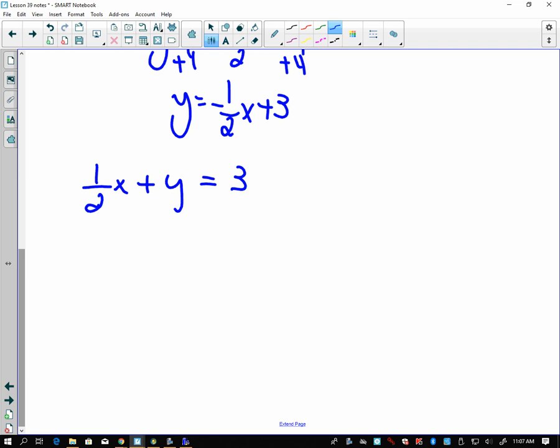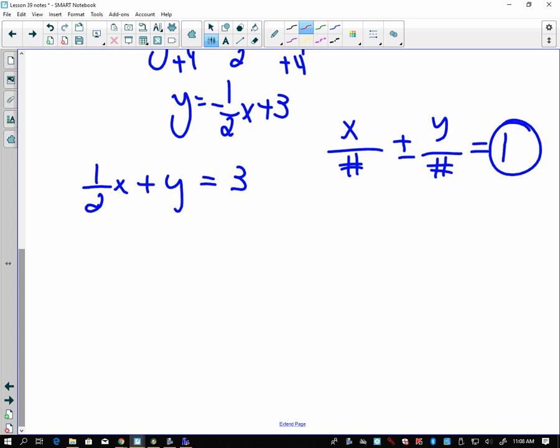Yes? All right. Double intercept form wants x over a number plus or minus y over a number equals 1. 1 being the dominant part of it. All right? So how can I get this to equal 1? Divide by 3 on both sides. Because what's 3 divided by 3? 1. So as long as I divide by the solution on both sides, I should always get 1.